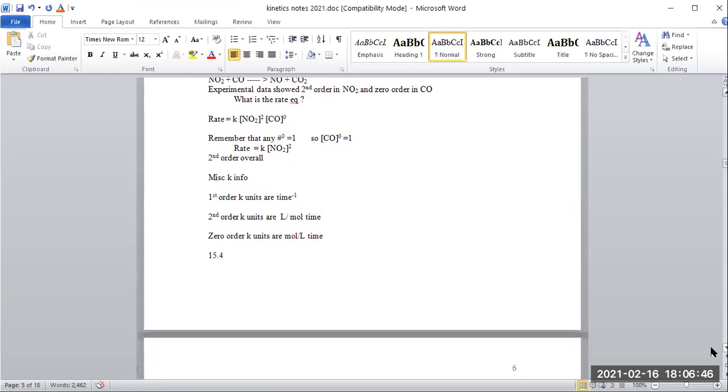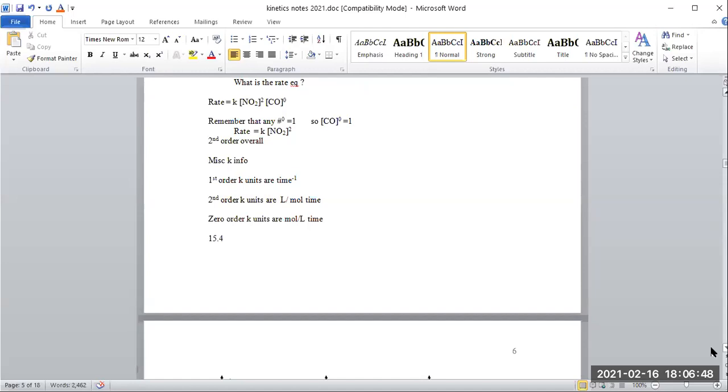So some miscellaneous information to help you keep track of units. If you are dealing with something that is strictly a first order reaction, by the time everything cancels out appropriately, you will end up with whatever time unit. It could be seconds, hours, or years, but it's going to be to the -1, which basically means it's on the bottom. It's like a per second or per hour as your unit.